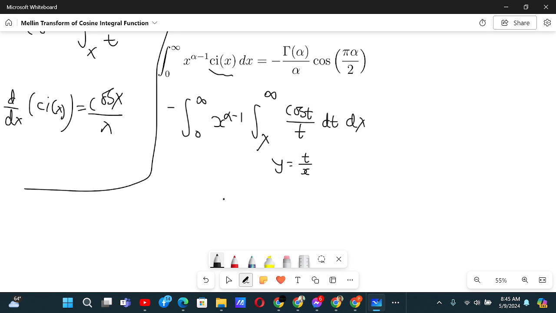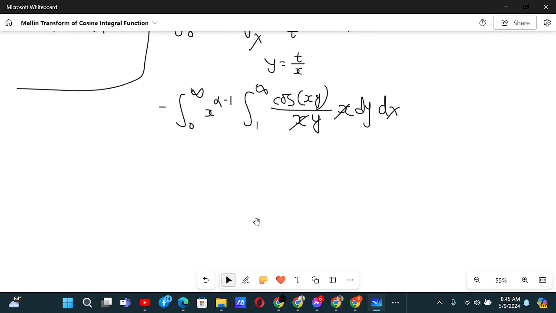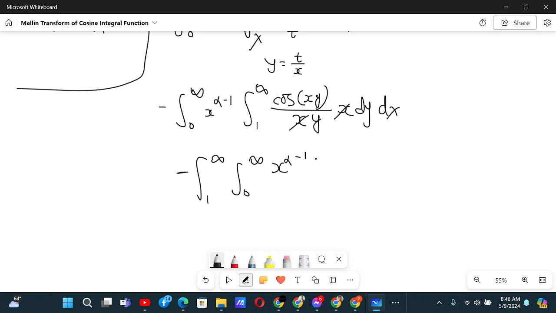If we divide t by x, we get integral from 0 to infinity, x to the power alpha minus 1, now integral from 1 to infinity. t is just xy, and x is a constant here, so dt will just be x dy, dx. You see that x cancels out, which is very good for us. Now let's interchange the order of integrals: integral from 1 to infinity, integral from 0 to infinity, x to the power alpha minus 1 cos of xy by y, dx dy.